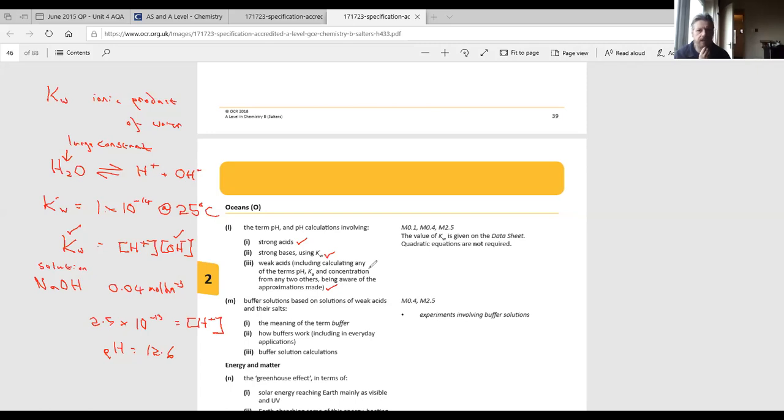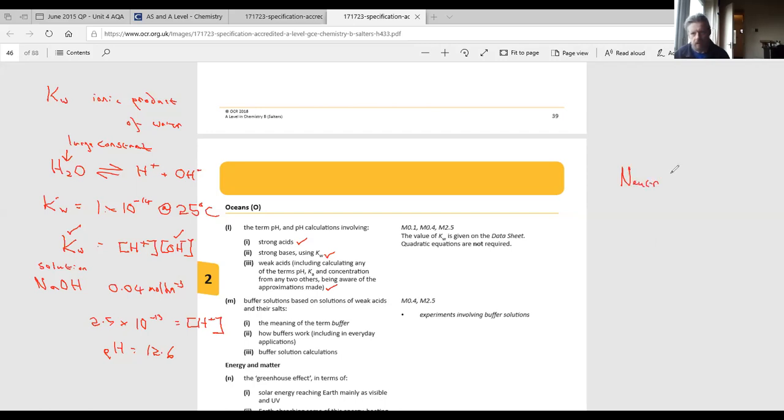They'll always give you a Kw. And that's why Kw, that's why the pH scale goes up to 14. If you minus log that, you'll get 14. So what does neutral mean? Is that just pH of 7? That's what people think, yeah.